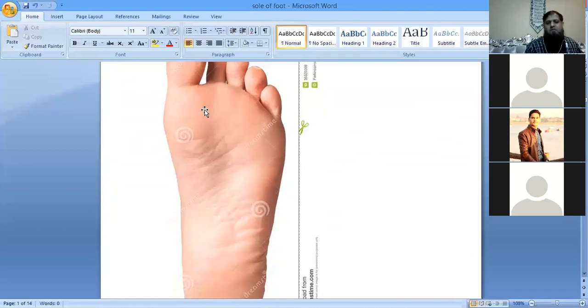The area which is in contact with the ground, right? When you are putting the foot over the ground, the area which is going to make contact with the ground. So in this area, the skin is very thick. Why? It's because it's the protection. ठीक है ना? Thick क्यों होती है? Protection के लिए होती है.